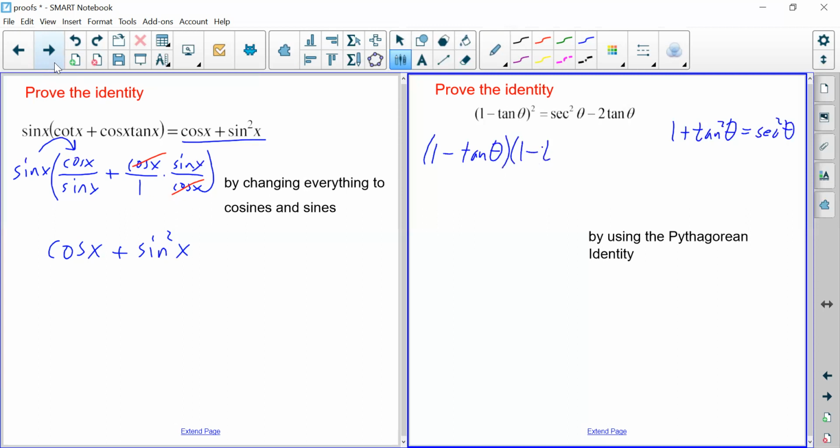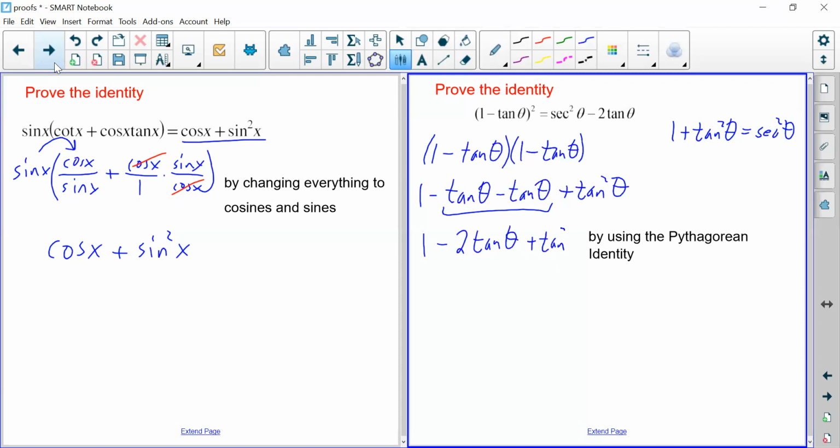1 minus tangent of theta. Unfortunately, this is not a difference of squares. It's not 1 plus, 1 minus, so I have to double distribute the old-fashioned way. I got 1 minus tangent of theta minus tangent of theta plus tangent squared of theta. These two guys are like terms, so I could do 1 minus 2 tangent of theta plus tangent squared of theta. And I'm keeping one eyeball on this right here to see if I can use it.